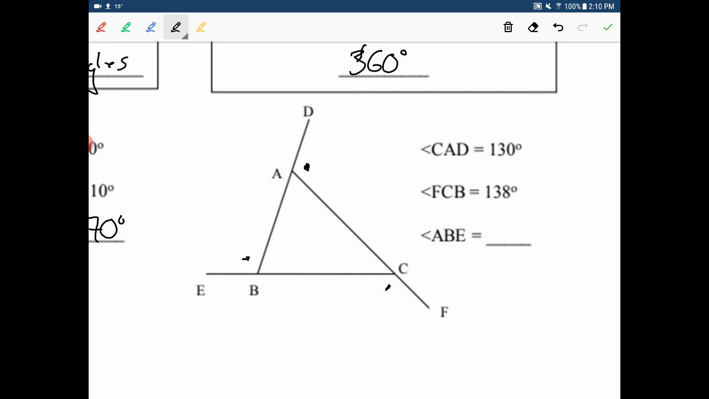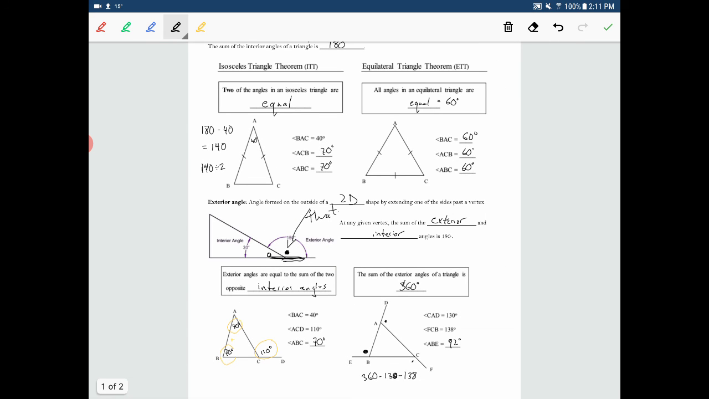So to find AB, the angle we're looking for right here, we'll just say 360 minus 130 minus 138. Let's see, what is that? I wrote a 6 there, that's what's throwing me off. All right, so we're going to subtract 268, that'll bring us to 92. Hopefully I did that right. I did that in my head. If I did it wrong, good job catching me.